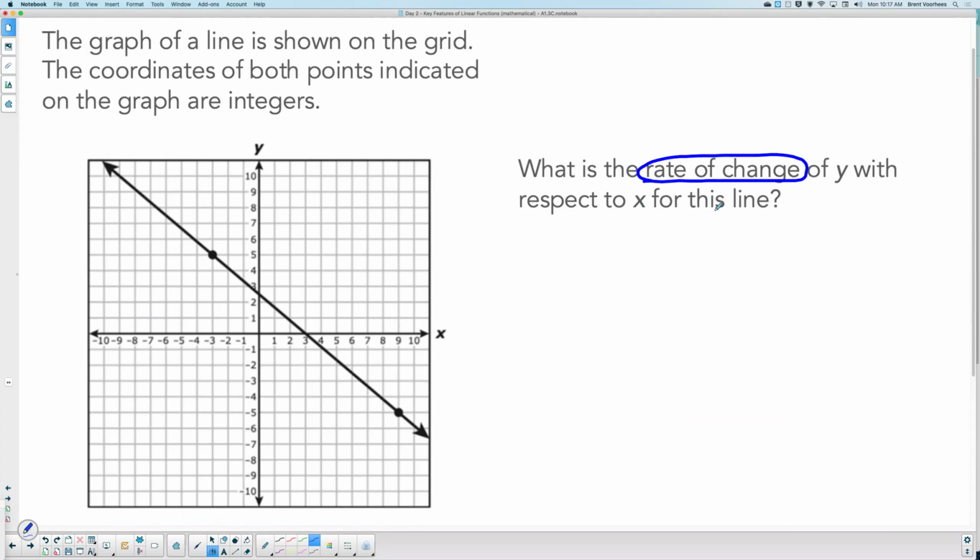Look back on the previous slide. Slope, that's it. The slope. I want to know what's the slope. So remember, we can do rise over run, or you can use your formula. It's the same thing, okay?